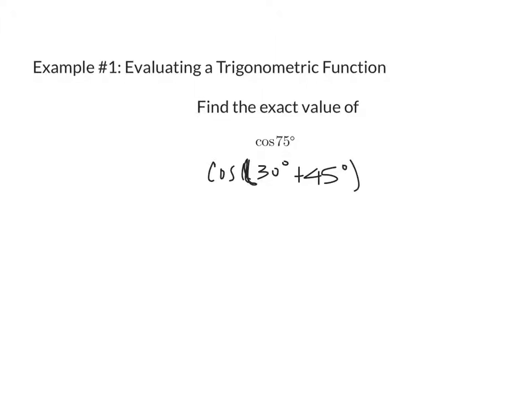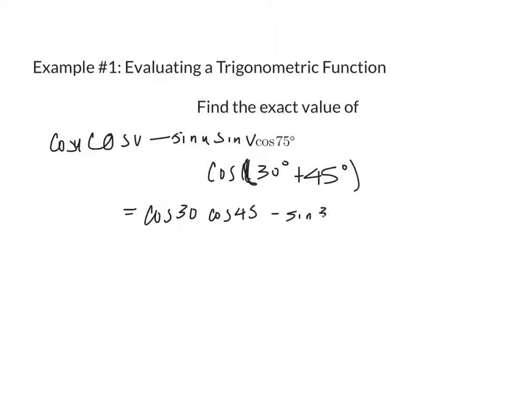Okay? Using the sum formula for cosine, and again, I'm just going to remind you, that's cosine u cosine v minus sine u sine v. And that's the cosine of 30 plus 45. So for us, u again being the first value, we would have cosine of 30 times cosine of 45 minus sine of 30 times sine of 45.